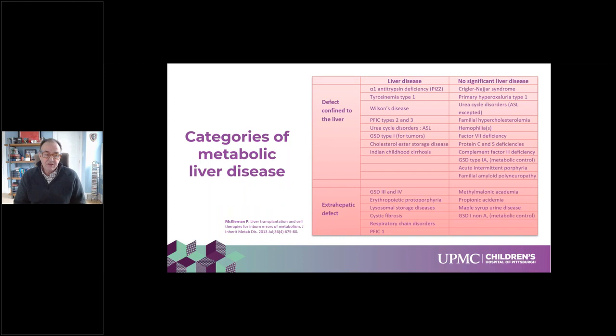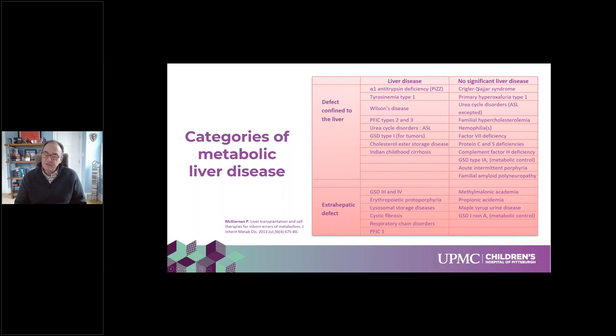These are some of the categories that we consider in liver disease. A colleague of mine, Pat McKiernan, came up with this categorization. There are gene defects that cause traditional liver disease with fibrosis leading to cirrhosis, such as alpha-1 antitrypsin deficiency, Wilson disease, certain tumors. Some of these also have extrahepatic effects, such as certain glycogen storage diseases, cystic fibrosis, and progressive familial intrahepatic cholestasis type 1.